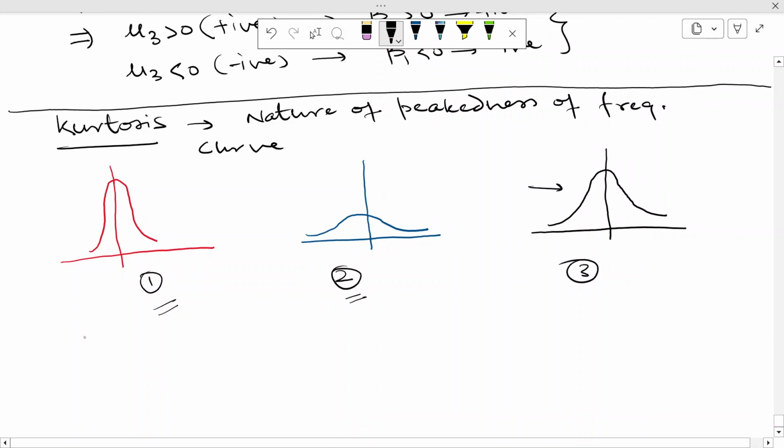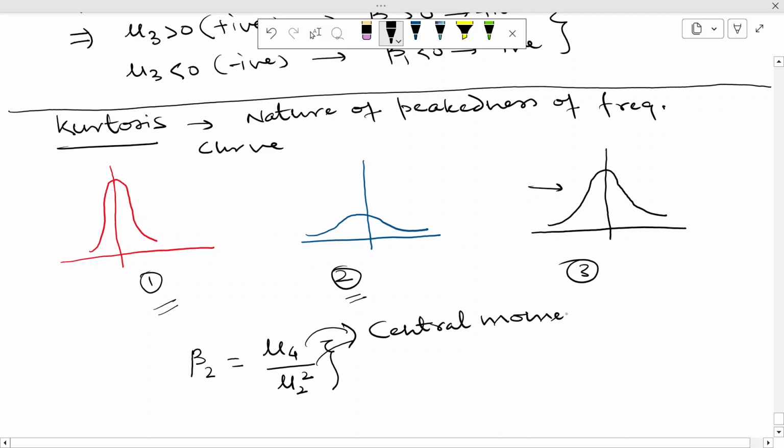So this is how we define kurtosis. But whenever we try to measure this, we have to calculate another beta coefficient, which we call beta 2, and it is defined as mu 4 over mu 2 square. Again both the moments involved here are central moments. Both mu 4 and mu 2 are central moments, meaning these moments should be about the exact mean.